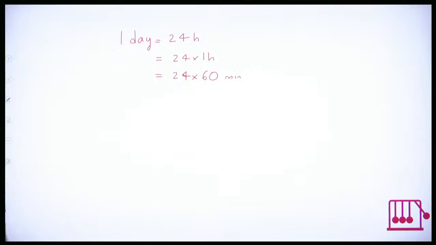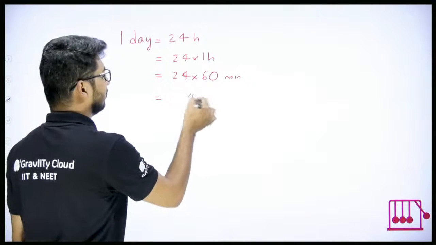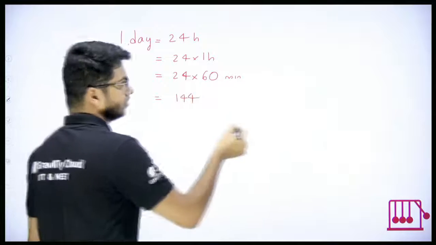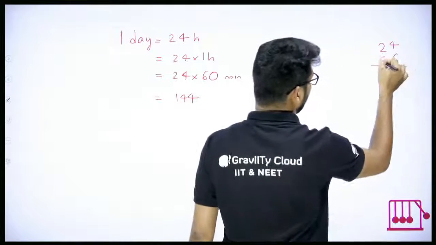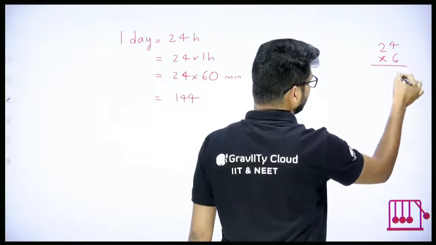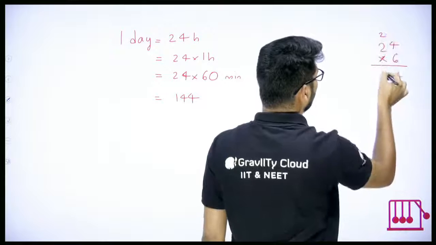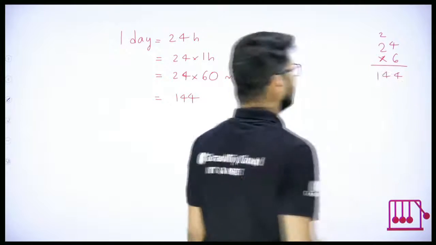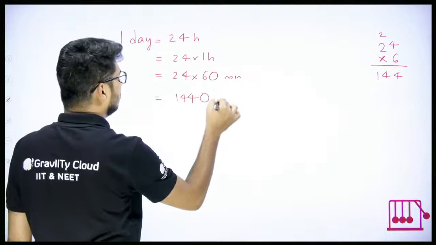1 hour is 60 minutes, so 24 into 6. How much is that going to be? 6 4 24, 144. You can do the calculation here, 24 into 6. We are multiplying them, 4 into 6, 24, 2 carry, 6 into 2, 12, 12 plus 2, 14. 144. So 144 you have a 0.